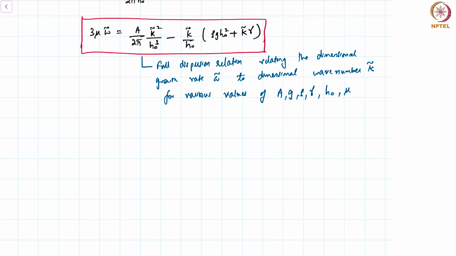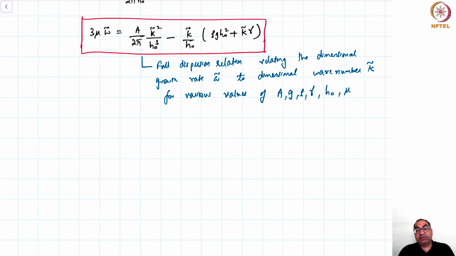So we finally derived the general dispersion relation in terms of all these parameters. We can use realistic values of all these parameters for a general thin film and find out what is the typical growth rate. How long does it take for the thin film to rupture? We've derived the general form of the dispersion relation for the dimensional growth rate omega tilde in terms of the wave number k tilde and all the other parameters that are present in the problem.